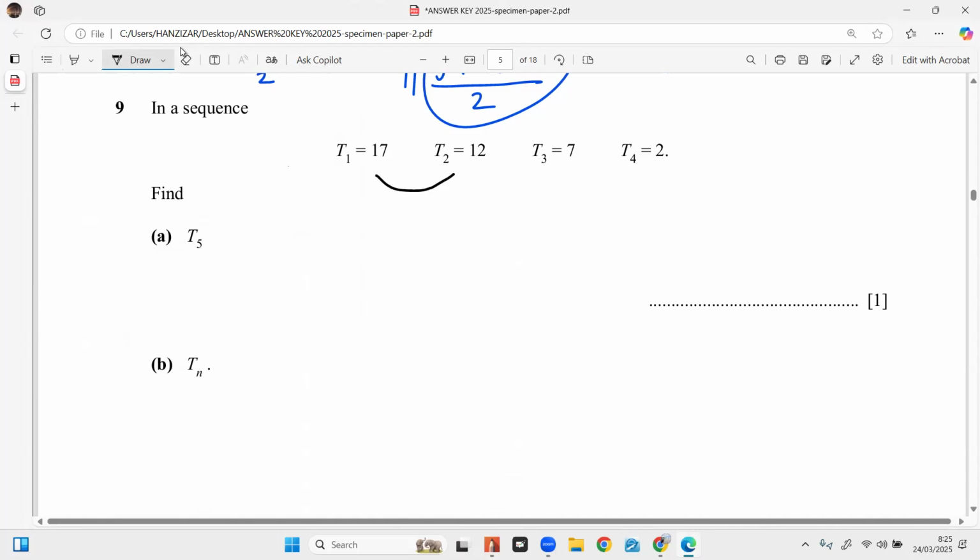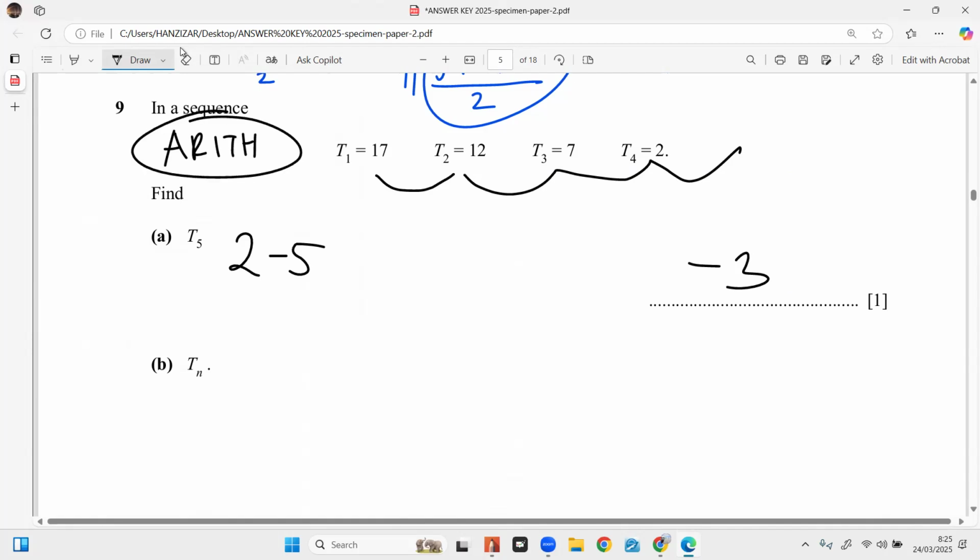17 to 12, subtract 5, subtract 5, subtract 5, subtract 5, negative 3, right? 2 minus 5. And the Tn. Okay, according to this sequence, we know that this is an arithmetic sequence. Just make it fast. In an arithmetic sequence, we understand that it is a plus the common difference, right? So a plus d bracket n minus 1.